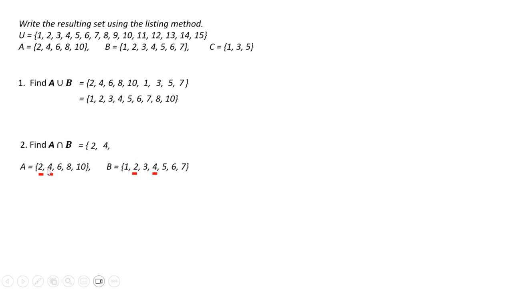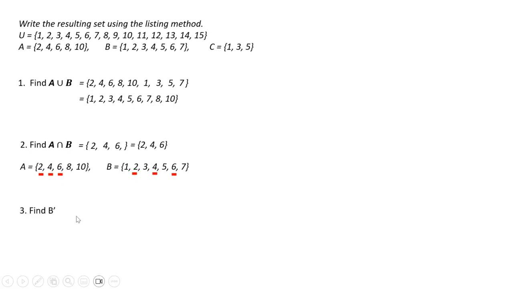Let's see, 6, right? Because I'm going to A first because A is first. So they both have a 6. Yes, they do. Let's put it in there. Do they both have an 8? No. How about a 10? No. So that's my solution. It's going to be 2, 4, 6.